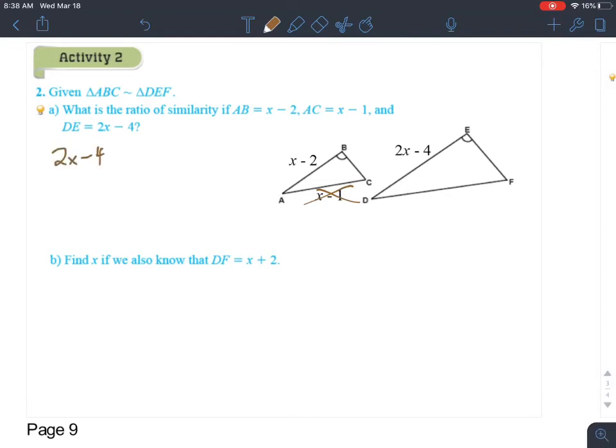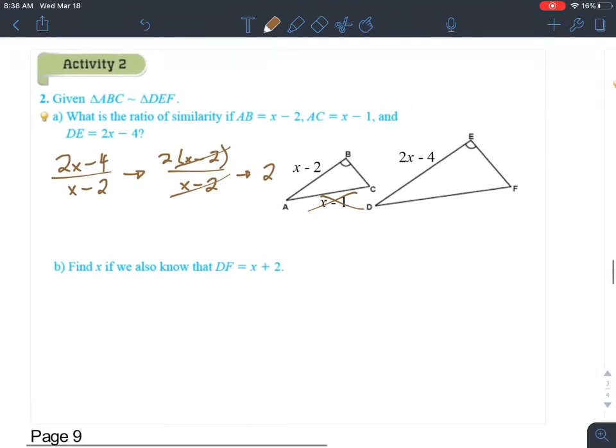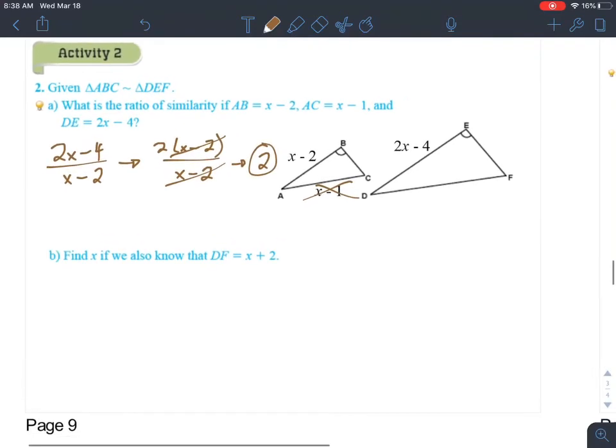So we just need to do the right divided by the left, 2x minus 4 divided by x minus 2. If we factor out a 2 from the top there, then we can cancel out x minus 2 on top and bottom, and that leads us to the scale factor is going to be 2.